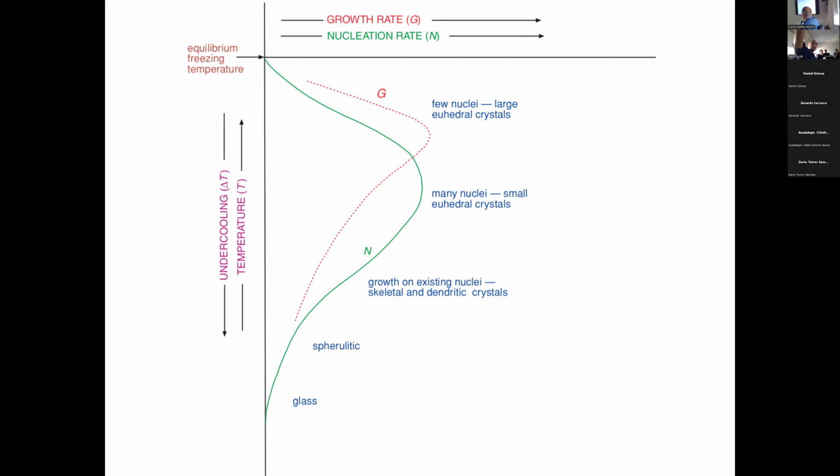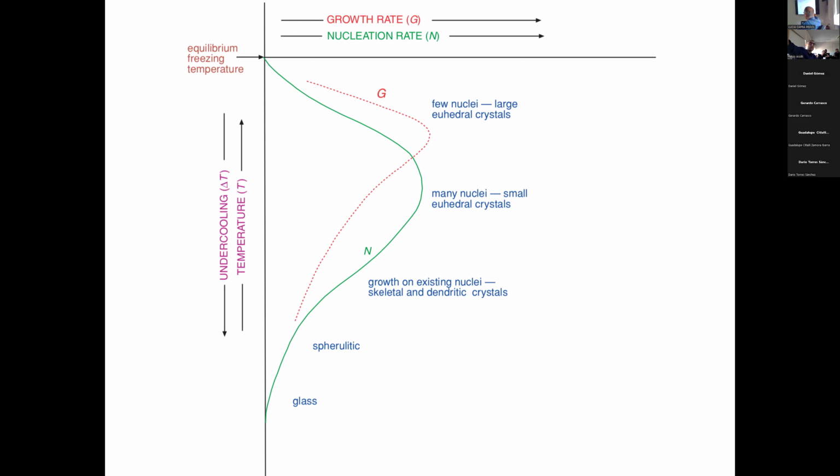It means that this is the liquidus temperature. So if you are closer to the liquidus temperature, at a higher temperature, you will have a smaller undercooling. If you decrease the temperature, you increase the undercooling. So the undercooling increases in this way.